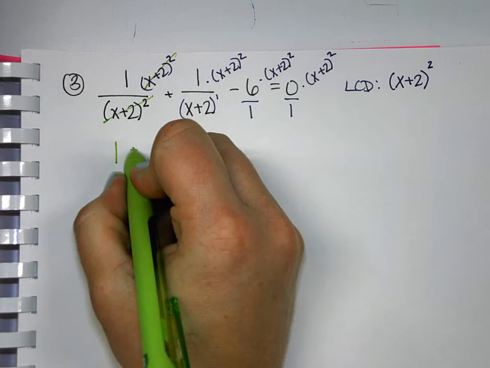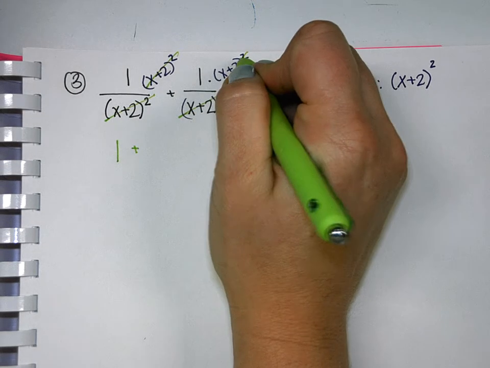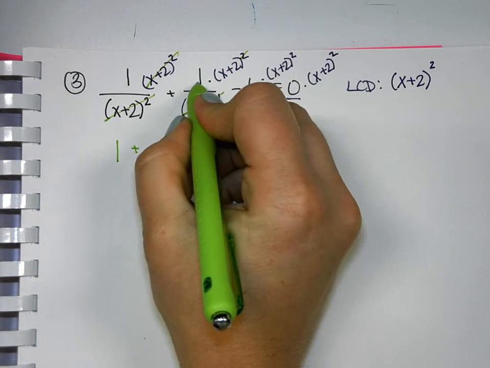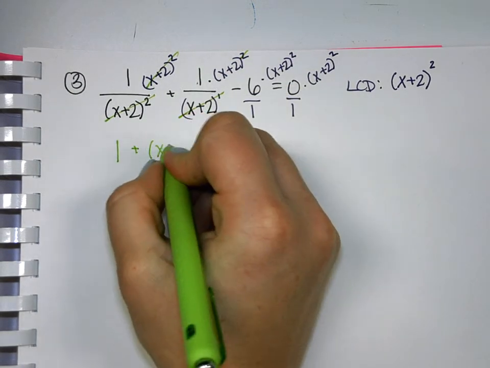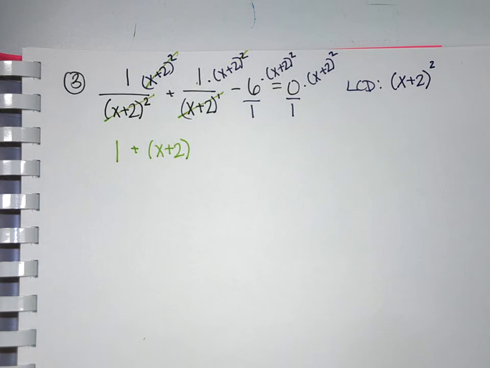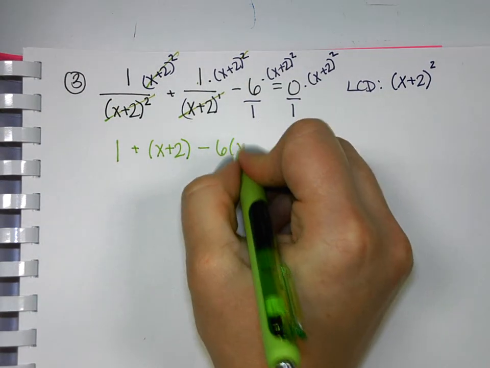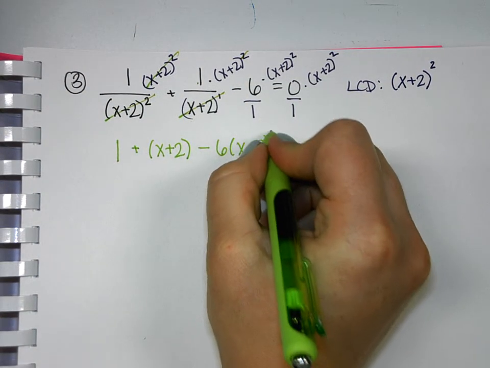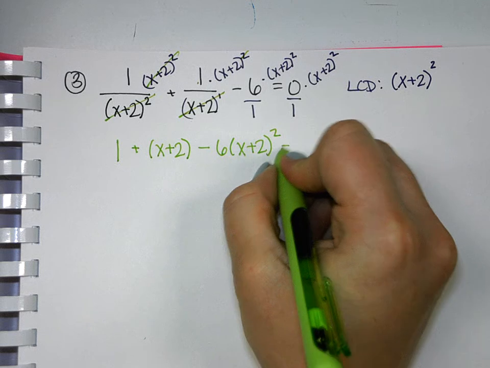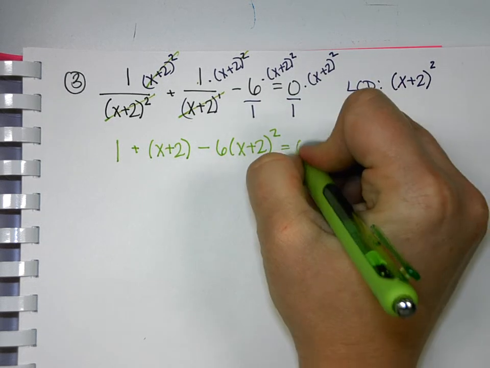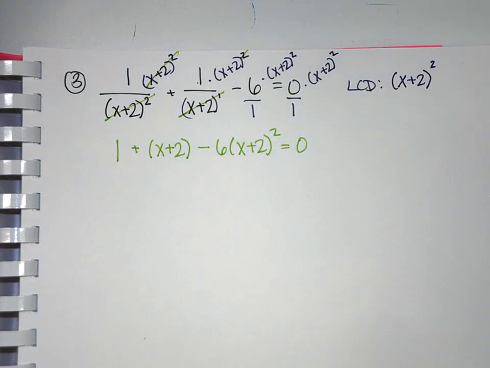On the second one, we'll have one of the x squareds cancel. Again, we're multiplying by 1, so we'll have just the x plus 2 that didn't cancel in that second term. For our third one, nothing canceled, so we'll have x plus 2 in parentheses squared times 6. And over here, anything times 0 is 0, so we don't even have to worry about actually foiling that out. So now I've gotten rid of the denominators. I'm going to go ahead and simplify so I can combine like terms.